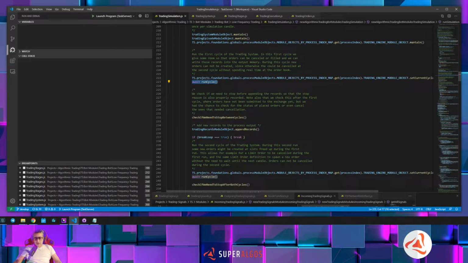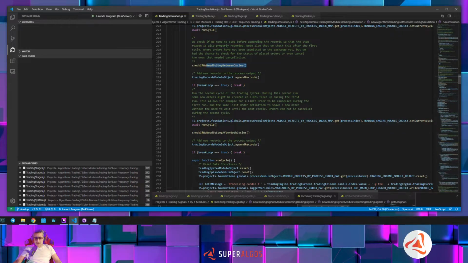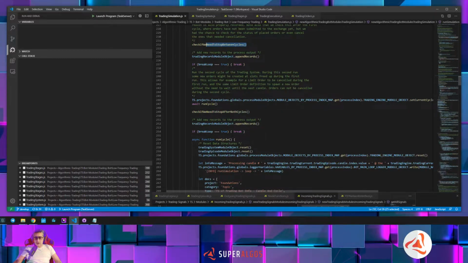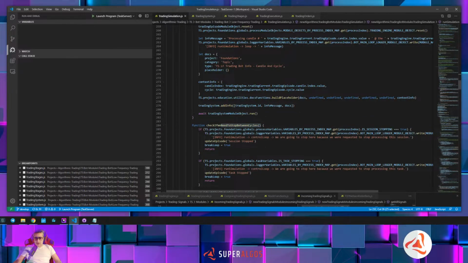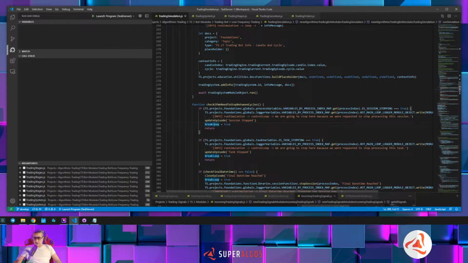Run the first cycle. We run 2 cycles per candle. Check if we need to stop between cycles, and check if we need to stop after cycles. What is this? If we need to stop between cycles, then we have a break loop equals true, and we log some information, and break loop equals true.